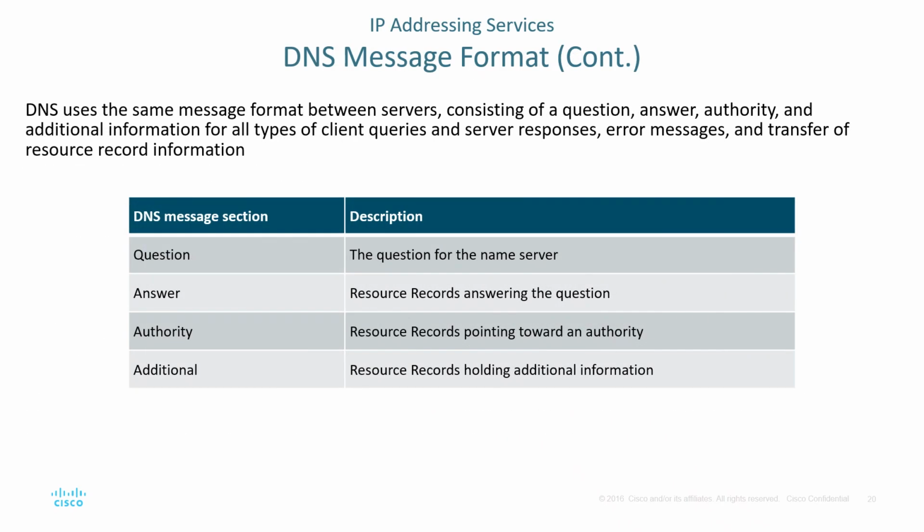So DNS uses the same message format between servers, consisting of a question, an answer, the authority, and additional information for all types of client queries and server responses, error messages, and transfer of resource record information. So the message section for a question is the question for the name server. The answer is the resource record that is going to answer that question from the server. The authority is the resource record that will point toward an authority. And additional information could be resource records that hold additional information.